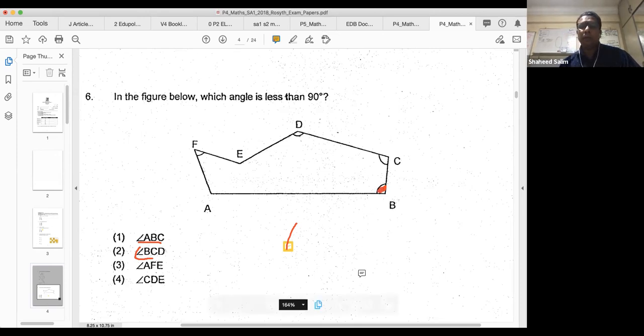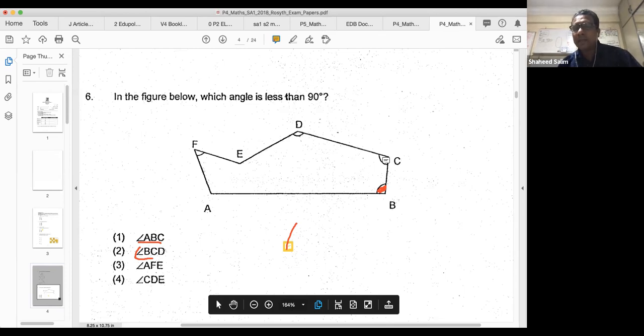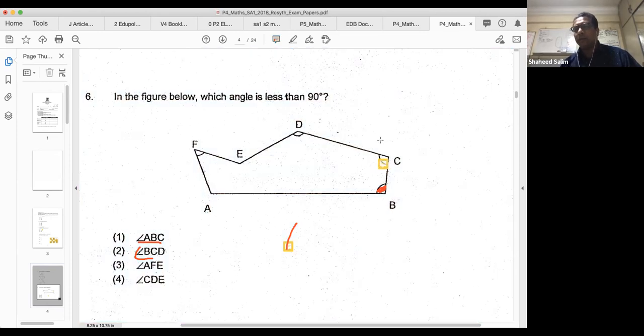ABC is not. What about BCD? BCD is down here. We put it down here. It's more than 90 degrees. BCD, can you see now? It's more than 90 degrees. So BCD is not.